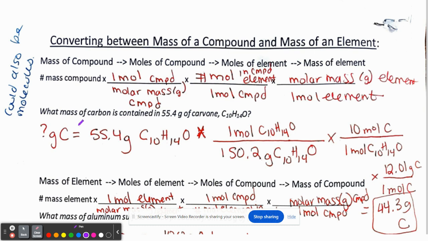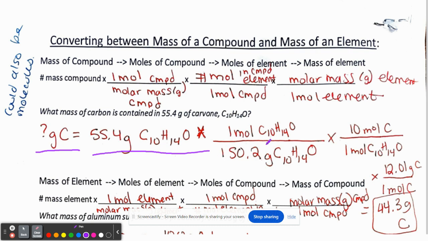So, let's try a practice problem. What mass of carbon is contained in 55.4 grams of carvone, which is C10H14O? So, my question, what's the number of grams of carbon in C10H14O? We write down, what do we know? We know 55.4 grams of C10H14O. I know this looks scary. I kind of ran off the page here, so I'll try to guide you to where I'm looking.